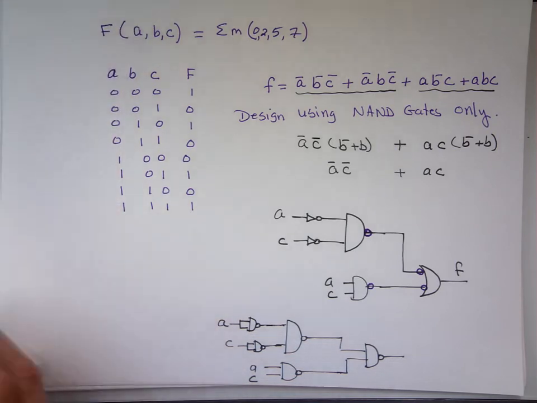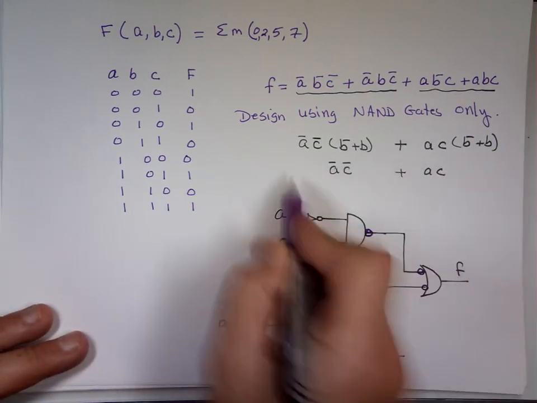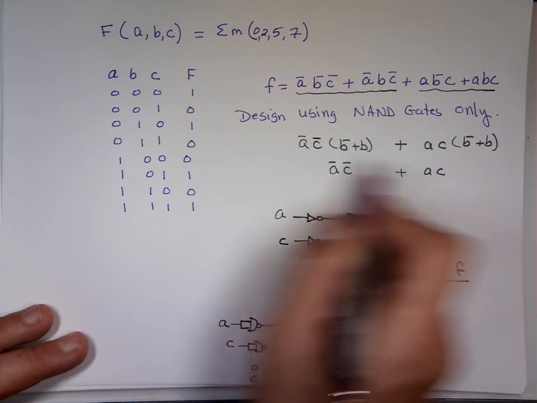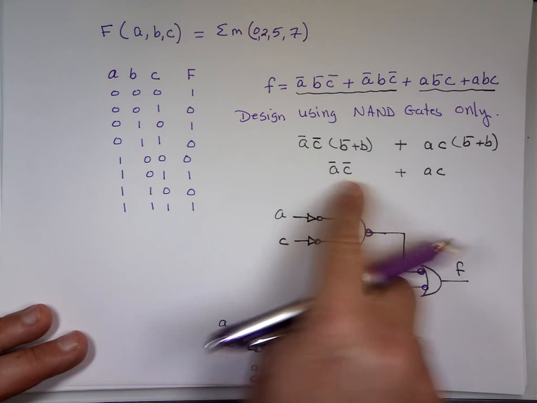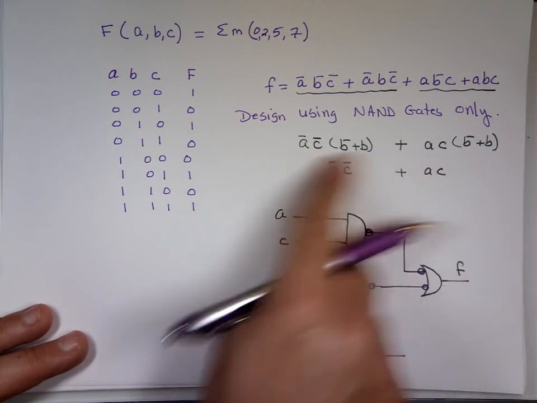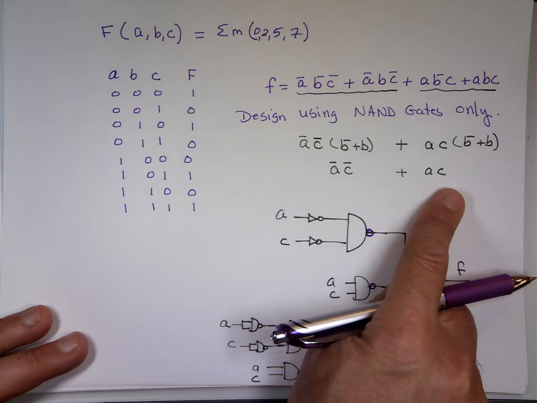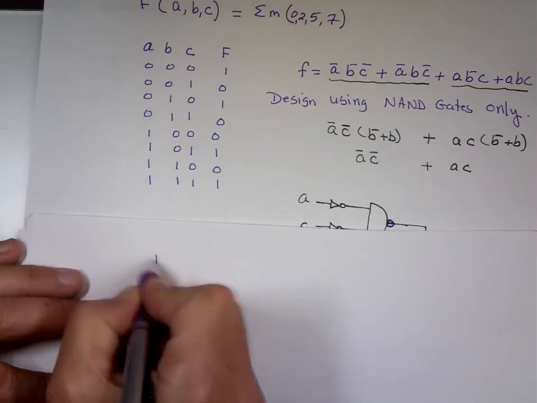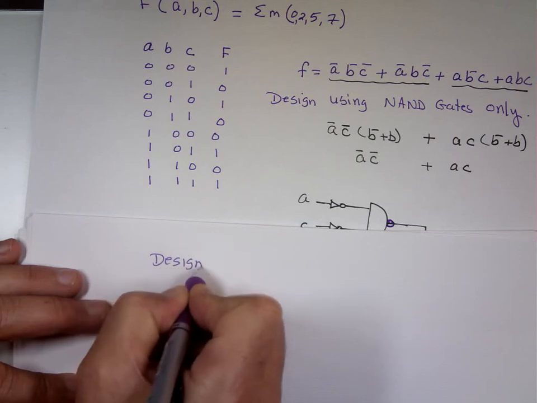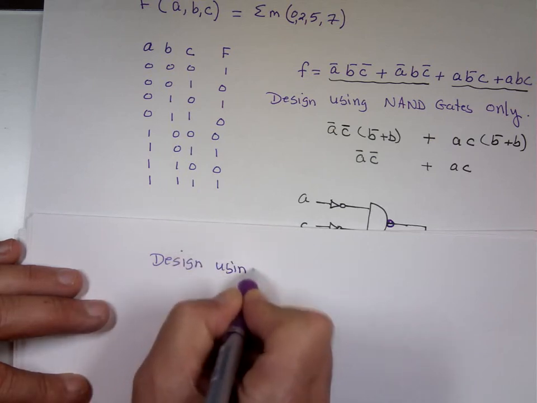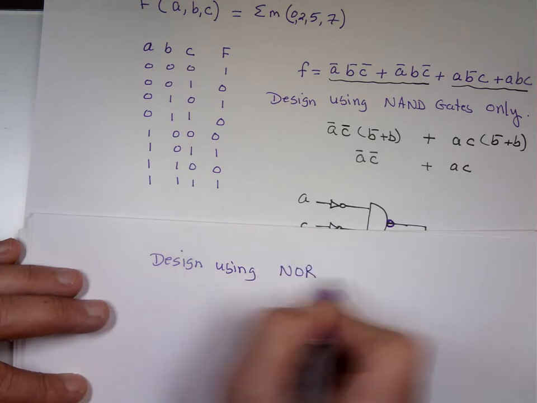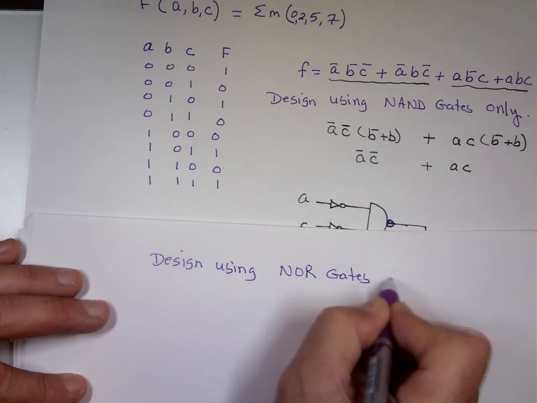How about the same problem says design using NOR gates only? Same problem. By the way, we do have a chip that gives you all of this on one single chip. And that's exclusive NOR. I'll mention that in a minute there. I have one chip, one gate, I mean, that has something called exclusive NOR. But let's take the same problem and now go design using NOR gates only.